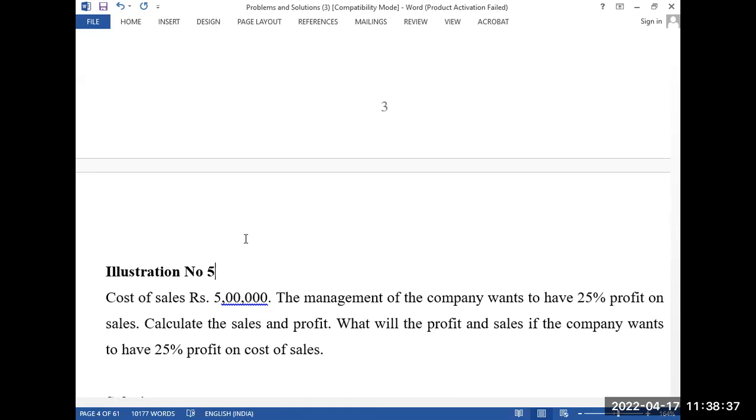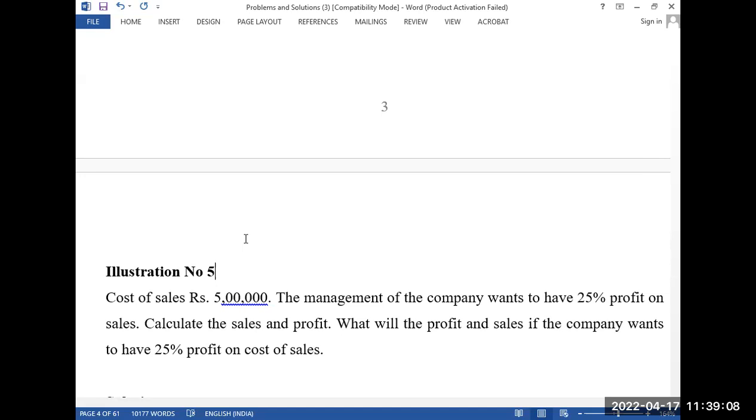So now calculate the sales and the profit. I repeat the data again. Cost of sales is 5 lakh. Look at the point. Cost is 5 lakh. Profit is 25% on sales. Look at the word sales. Then calculate the sales and profit. Not standard mathematics. Please do it and tell me. Sales is equal to 6 lakhs 25. Sales is equal to 6 lakhs and profit is equal to 1 lakh 25.